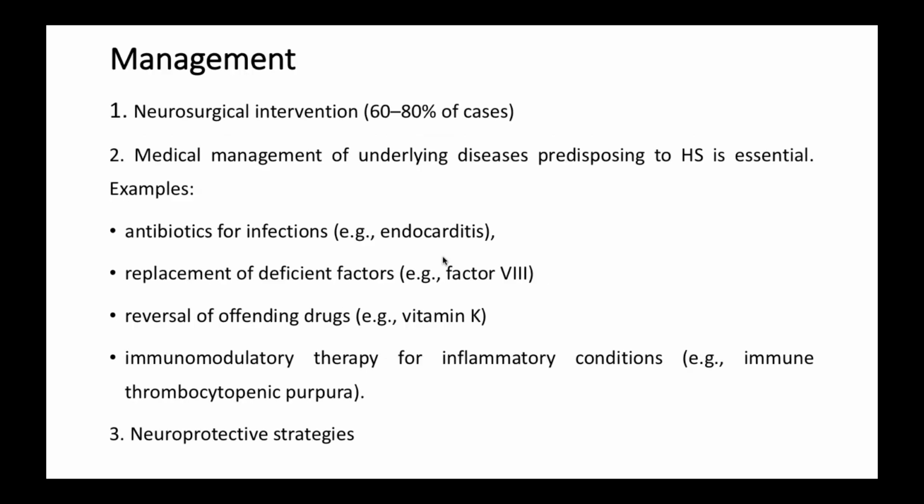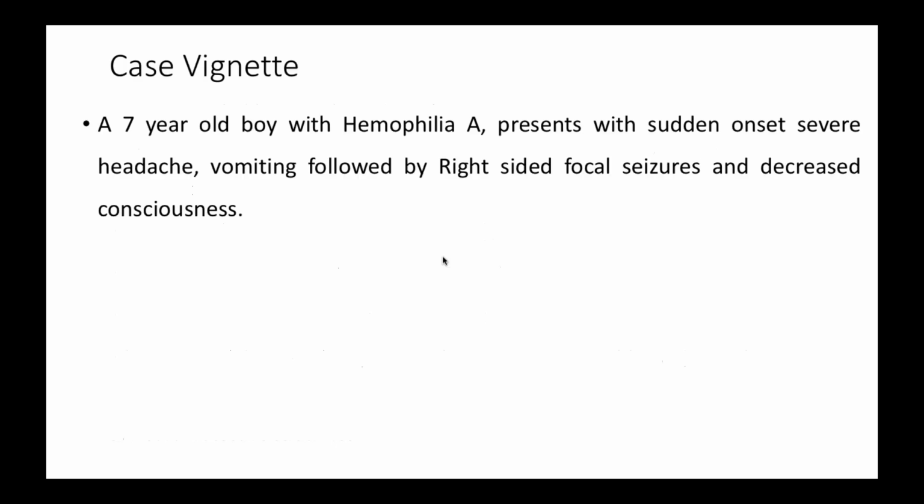So how do we manage? Again, there is neuroprotection or stabilization which we have already discussed. Then neurosurgical intervention is usually required in these cases. Around 80% of cases require emergency neurosurgical intervention. Medical management is usually required for the underlying conditions which predispose to hemorrhagic stroke. Like if there is infection, then antibiotics may be required, like in endocarditis, then deficient factors, so replacement of that, for example, in a hemophilia case. Okay, offending drugs, like if the child is on prolonged antithrombotic therapy, okay, so vitamin K is given, immunomodulatory therapy for inflammatory conditions like ITP. Okay, so that is to be given.